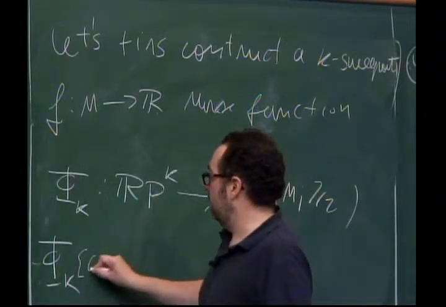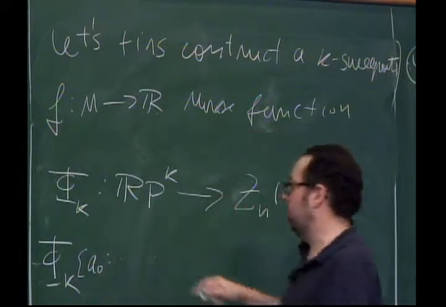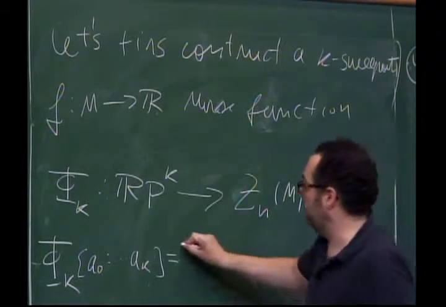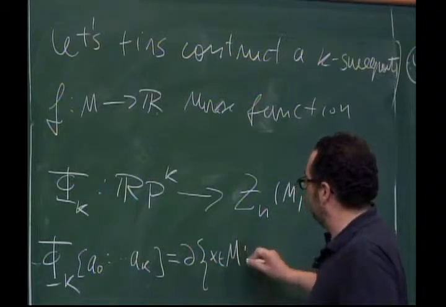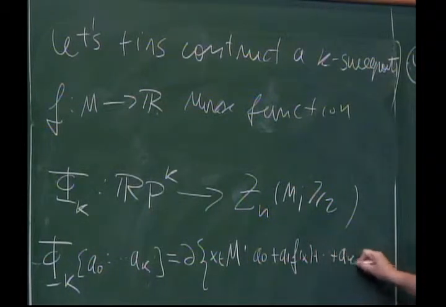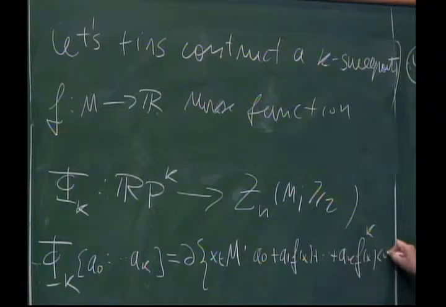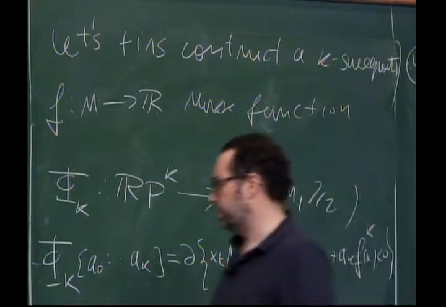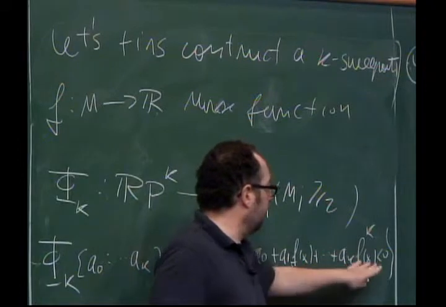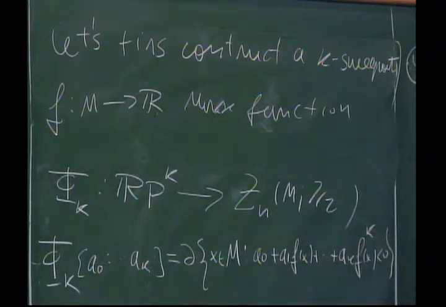Phi_k, if I take some point there, I use projective coordinates a_0 to a_k. Then this is going to be the boundary of the set of points where a_0 plus a_1 f(x) plus ... plus a_k f(x)^k is zero. So we take k plus 1 numbers, we make a polynomial in f, and then we look at the zero set of that polynomial. Let's just see what a 1-sweepout is, and then also a 2-sweepout, and from that we are able to imagine what every k-sweepout will look like.